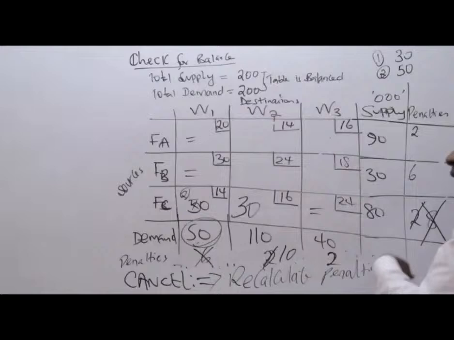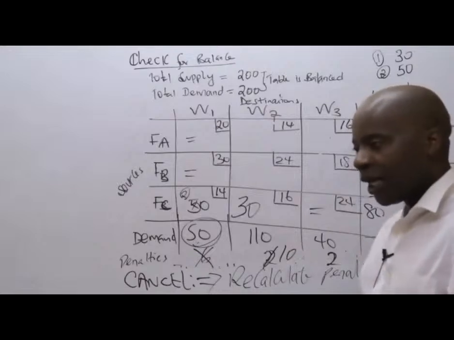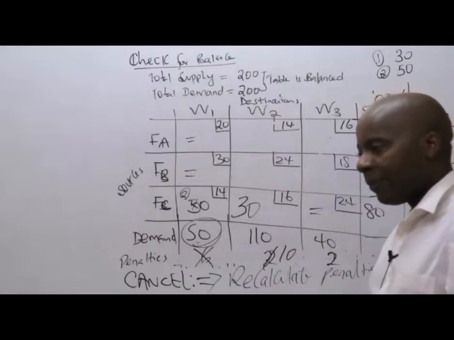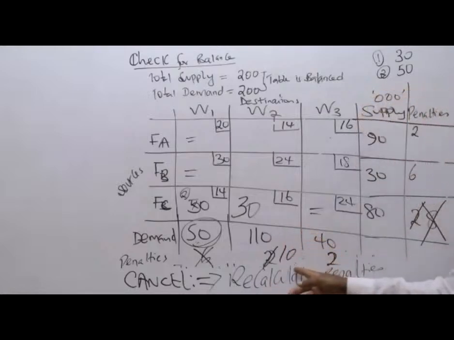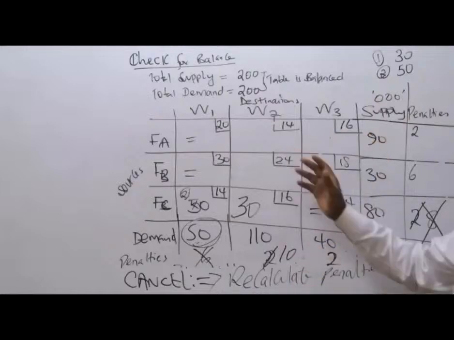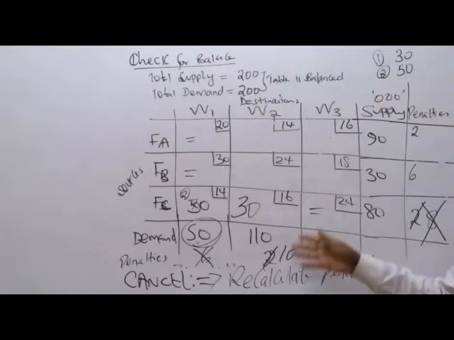So I happen to have a fresh round of penalties. What do I do with these penalties? Very easy. Always you will be guided by the highest penalty. The highest penalty here happens to be the 10. It's a column penalty. Walk along the column which has the highest penalty and do the allocation of units for us.